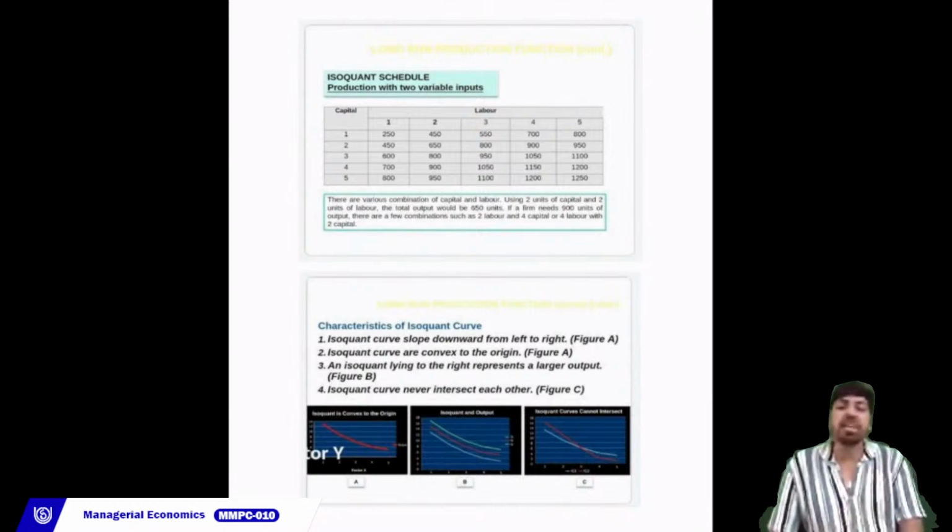If you can see in figure A, the curve in red color, the isoquant curve, is downward sloping from left to right, and that is one of the properties. In other words, if one input has to be compensated by reducing or increasing the units of another input, a factor input, that's the main reason the isoquant curve slopes downwards from left to right.